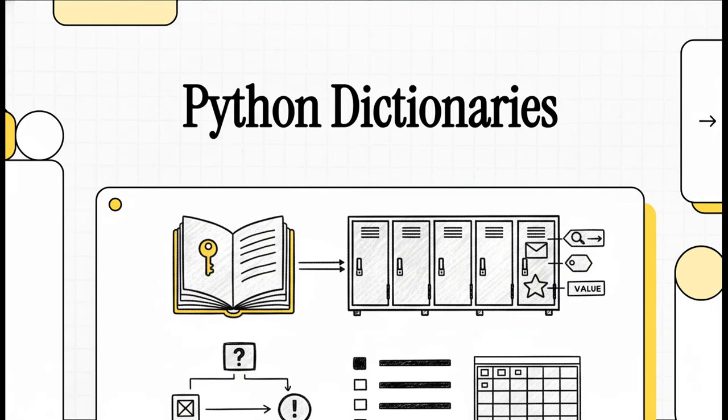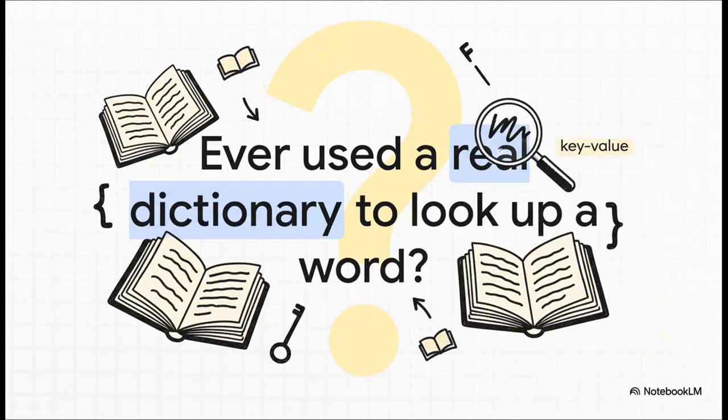All right, let's dive into one of Python's most powerful and, honestly, most useful data structures, the dictionary. If you've ever found yourself working with a list and thinking, man, there has to be a better way to organize this, well, you're in the right place. So let me ask you a super simple question. Have you ever actually used a real physical dictionary? You know, the paper kind, to look up what a word means?